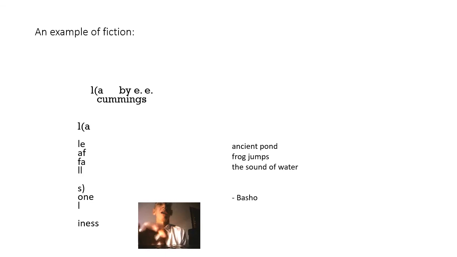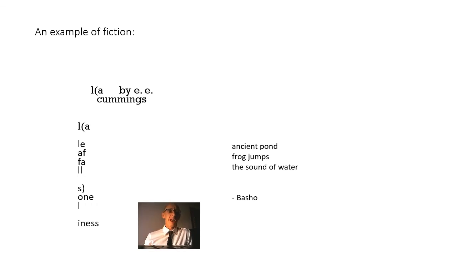Okay, let's look at some examples. Example of fiction. Here's a fiction by poet E. E. Cummings on the left. This fiction is called L open bracket A. That's not a typo. And the poem goes like this.